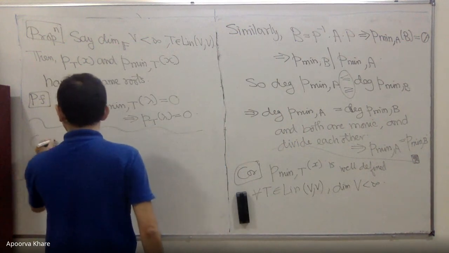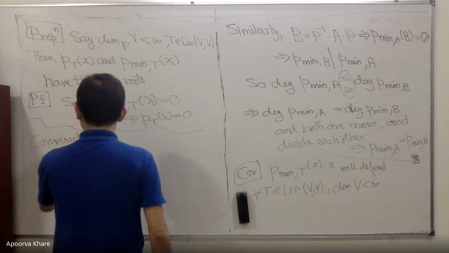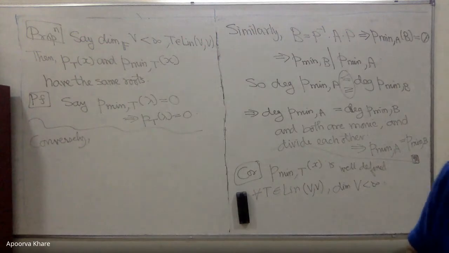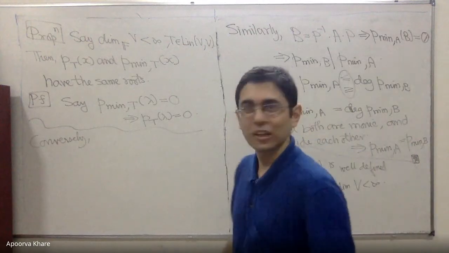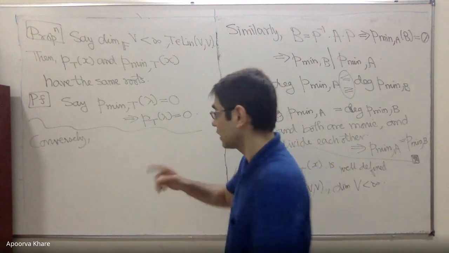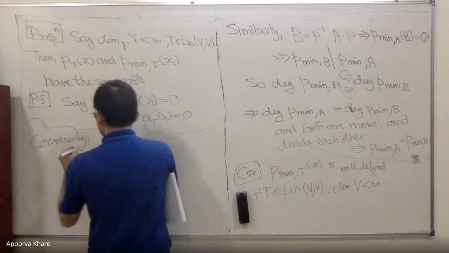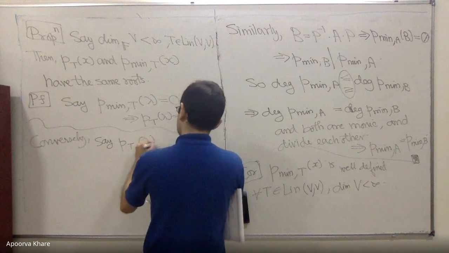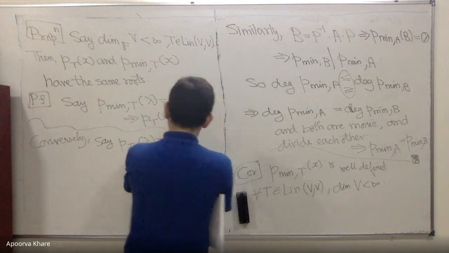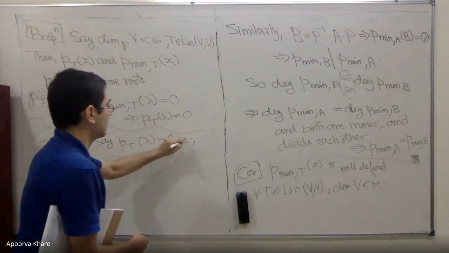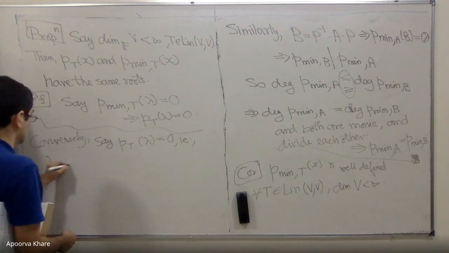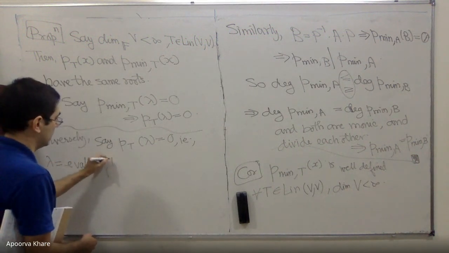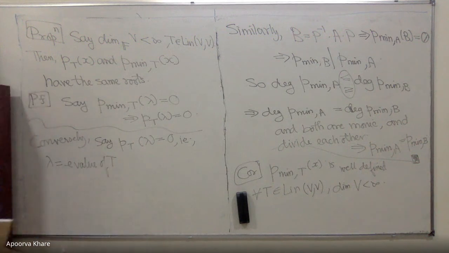Conversely, suppose lambda is a root of the characteristic polynomial, which means it's an eigenvalue. So now we will actually use eigenvalues. Say P T of lambda is 0, i.e. lambda is an eigenvalue of T. Now what do you do?